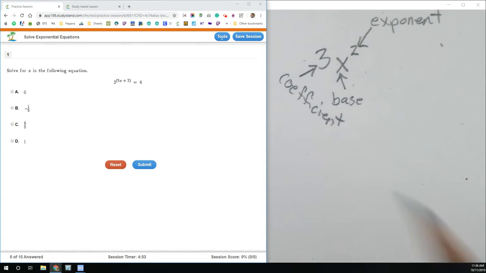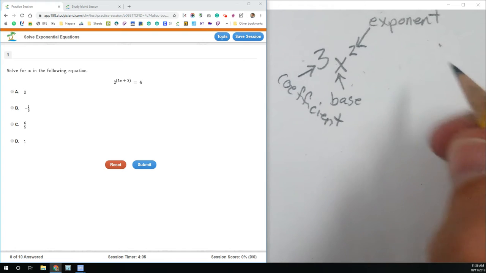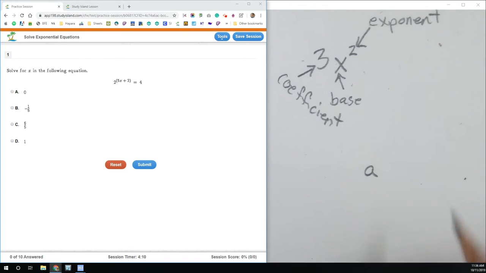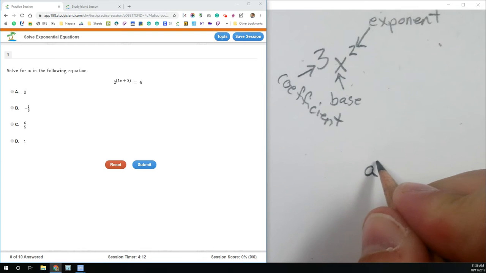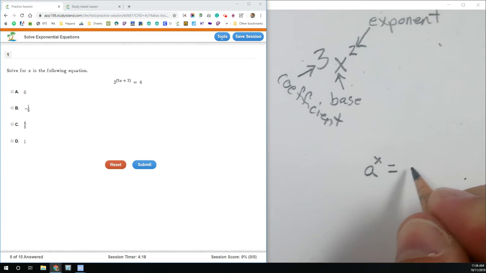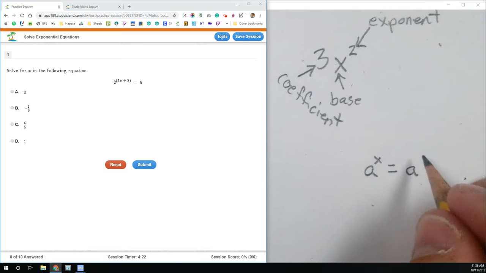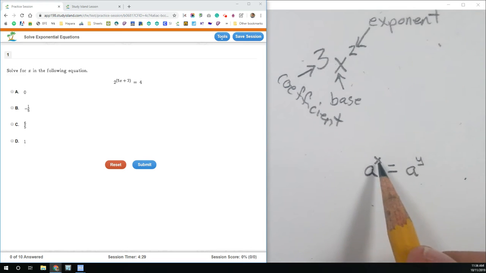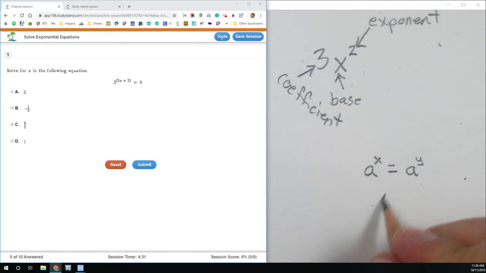So what else do you need to know about exponents in order to solve these? Well, you need to know that if you have some number a, being raised to some exponent like whatever, x, so a to the power of x, and that's equal to the same a, the same base, but to another exponent, say y. If these two things are equal, well then x and y have to be equal to each other. In that case, x would be equal to y.